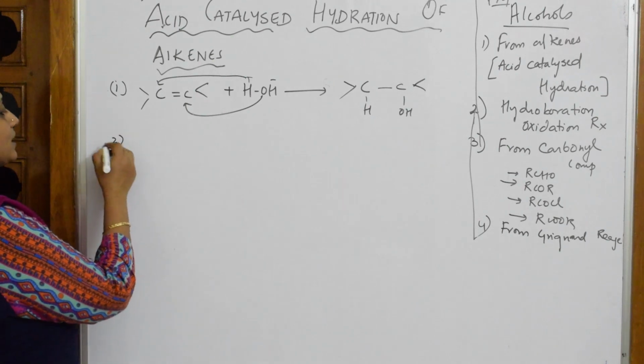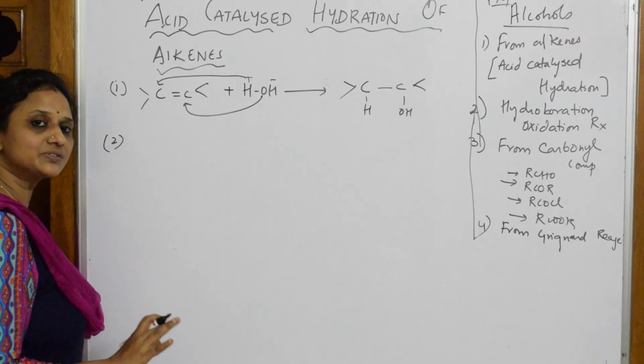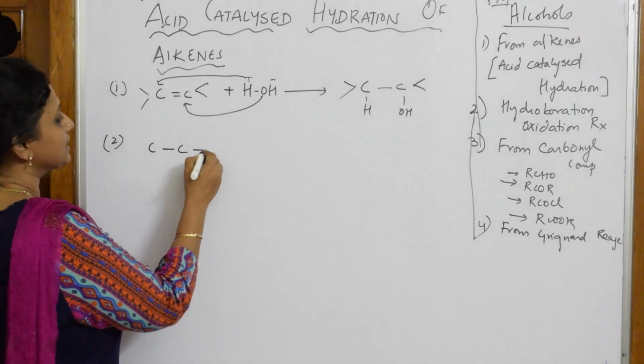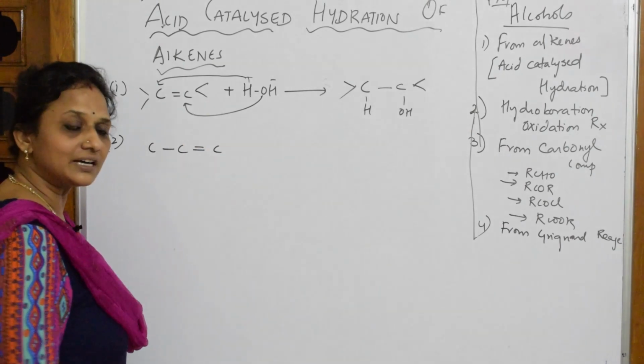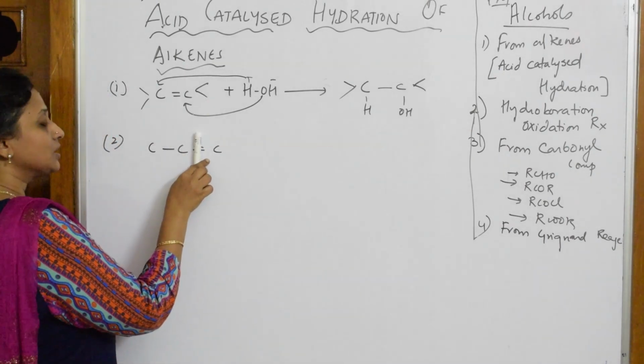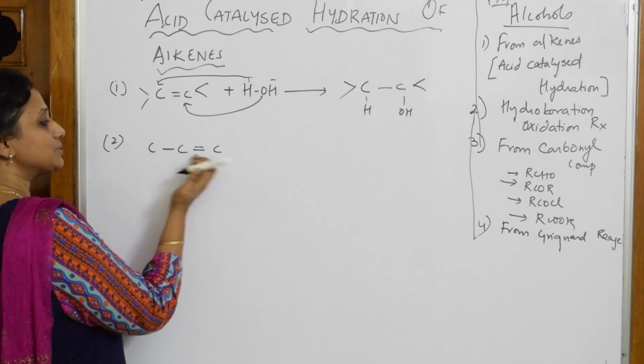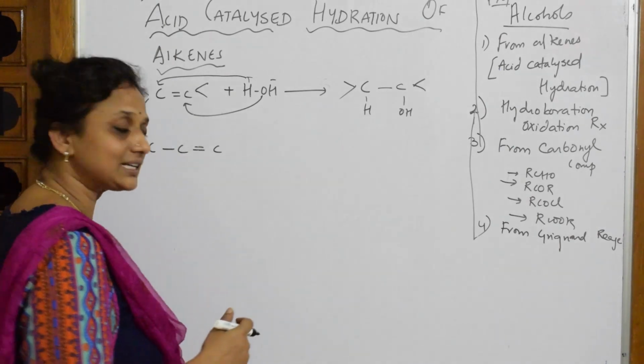Suppose I pick up one unsymmetrical alkene. Now this is a symmetrical alkene. Now pick up one unsymmetrical alkene. Now this is unsymmetrical. Why? If I hold this here, on either side of the double bond, here you have 2 carbons, here you have 1 carbon. So it is an unsymmetrical alkene.